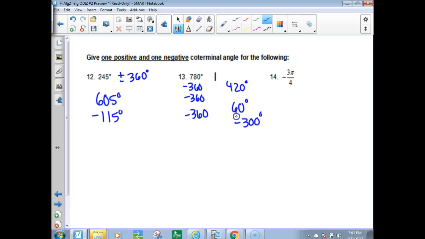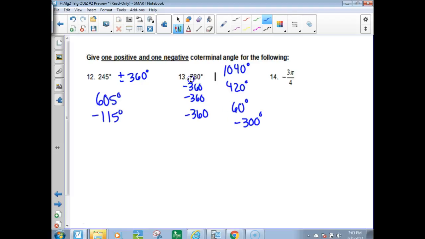Uh oh, confusion? Pardon me? Whatever one you want. Well, if you add 360, you're just going to get 1040. You just need one positive and one negative. You can keep going all day.